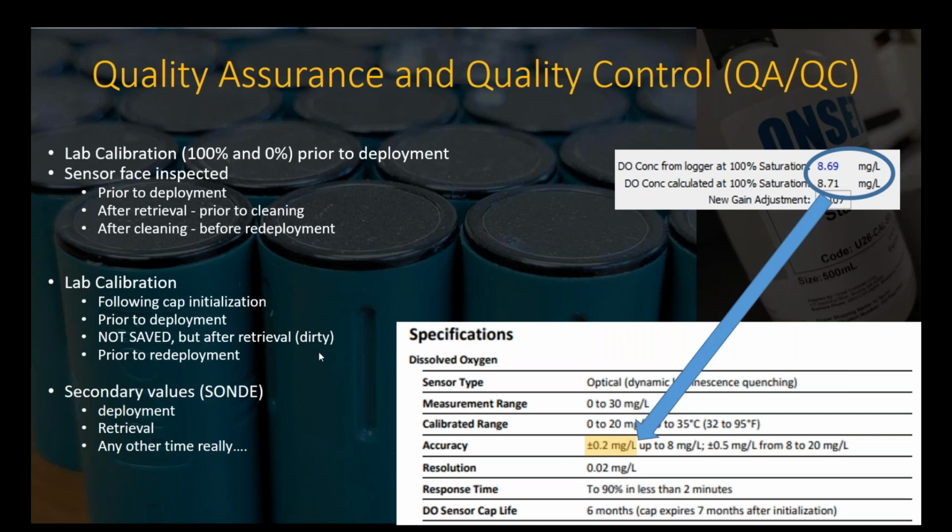And so we check it again after retrieval, then we clean it, recalibrate everything prior to redeployment. We also use those secondary values. So this is using a sonde or a second sensor to do those field calibration values, but we typically don't need them, but we like to have them as quality control points pretty much anytime we can. And so I know there's been a ton of information. I kind of flew through this end part.